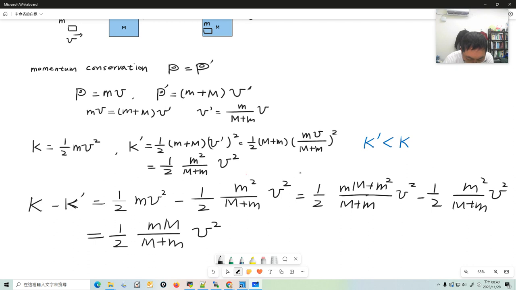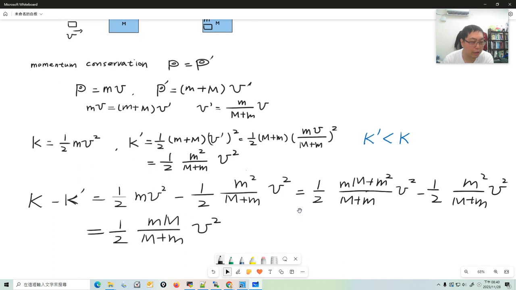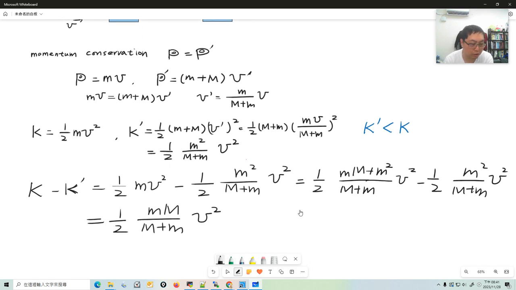It should be K minus K prime. So what is on the screen is correct. This is the lost kinetic energy, the kinetic energy loss.